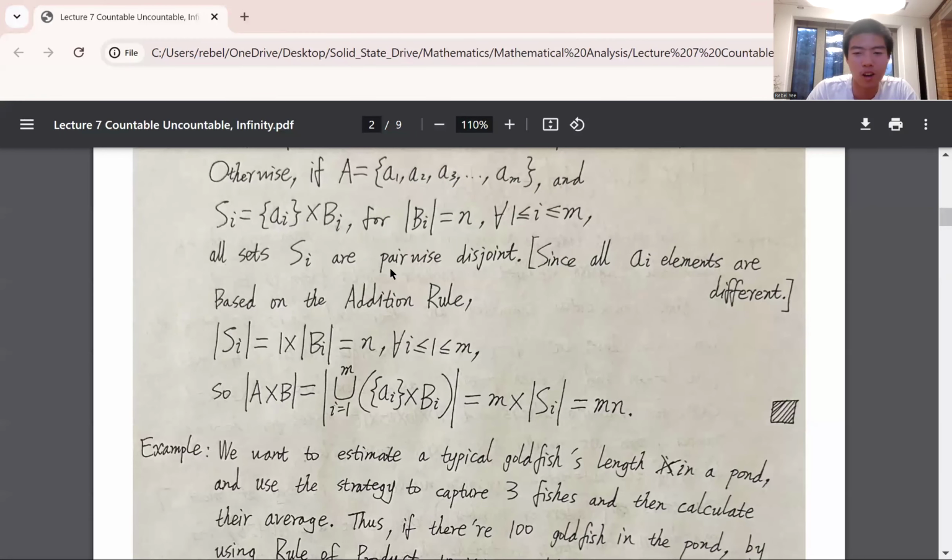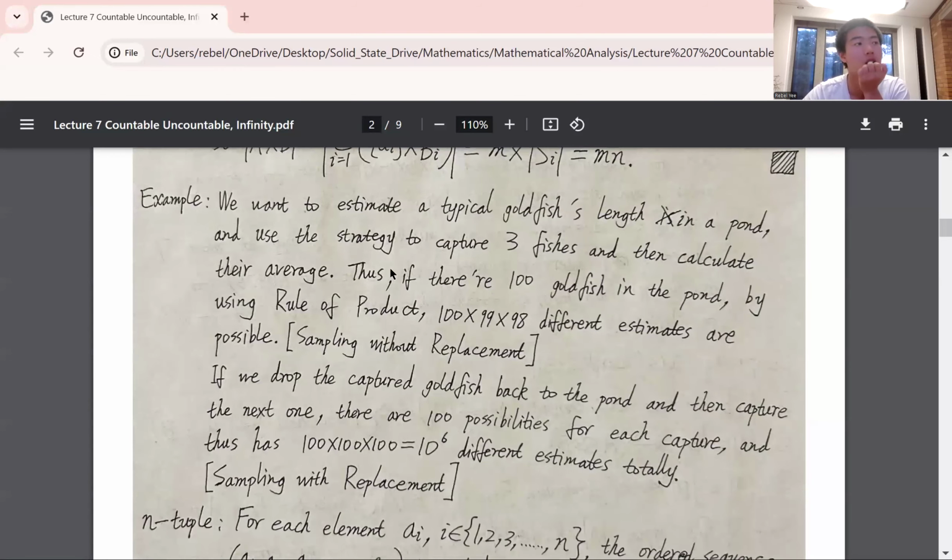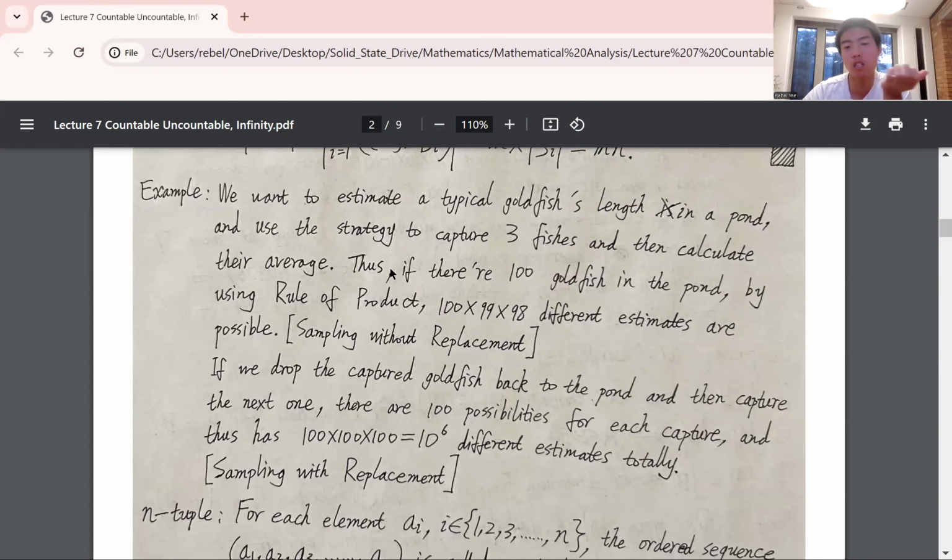All right, so let's see some examples to make it vivid, not in the theoretical case. The example in this lecture is very basic. Maybe you already know it from elementary school, but you just use the rule of product and the rule of addition. For example, I want to estimate the typical goldfish length in a pond. Suppose there are 100 goldfish in a pond.